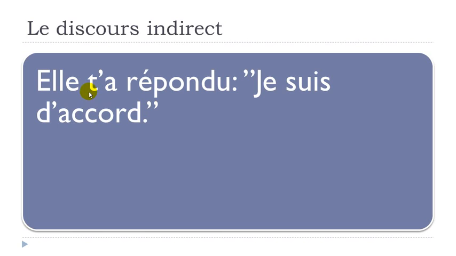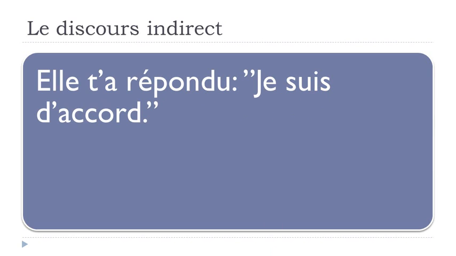So, as I said, the first verb I put at the passé composé form, and it will always be the same for all the examples. So I will keep the same sentence and the same verb at the passé composé. Elle t'a répondu, je suis d'accord. So we've got exactly the same sentence as we had previously when we had present present or future present. In that case, we've got passé composé and then present form.